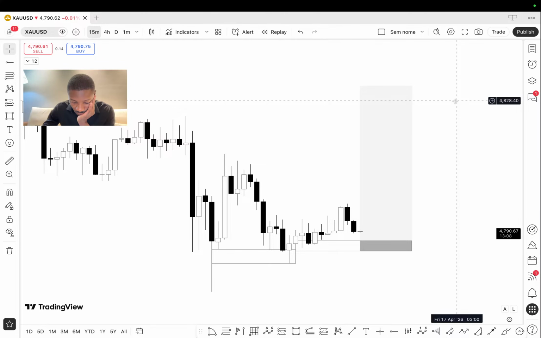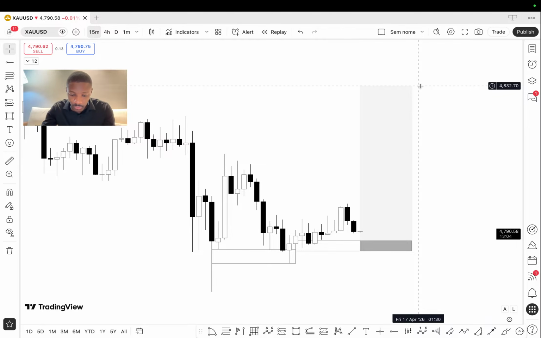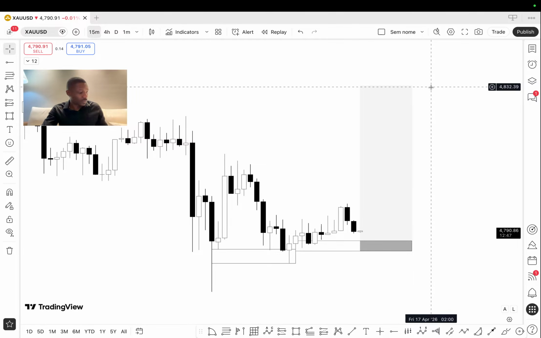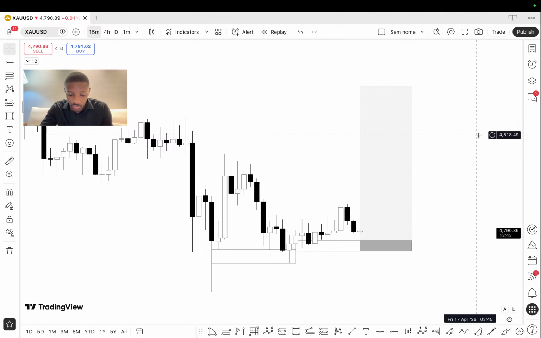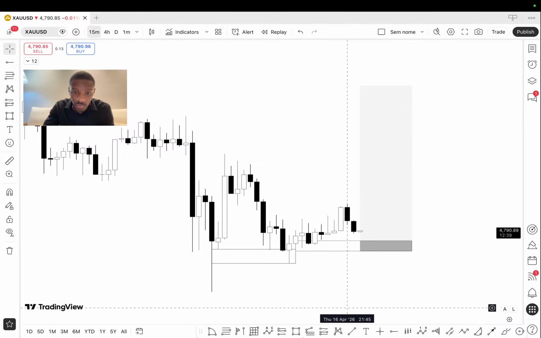Okay, let me just see if I can get a connection. Why is it not displaying my screen? Okay, let me just share and let me put some music.